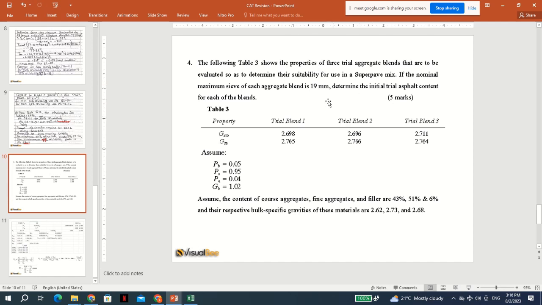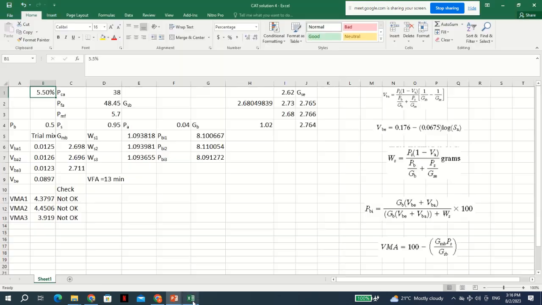and then we need to find the initial trial mix. So what was I doing here? So the different percentages have been given here. I'm not sure what is happening here.